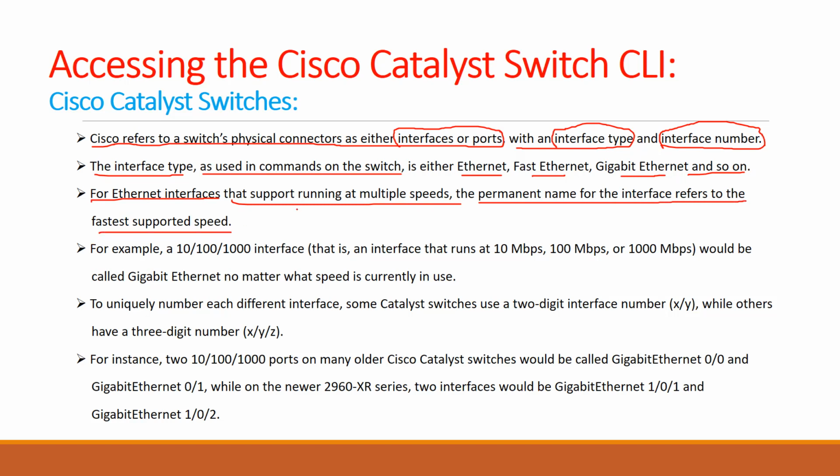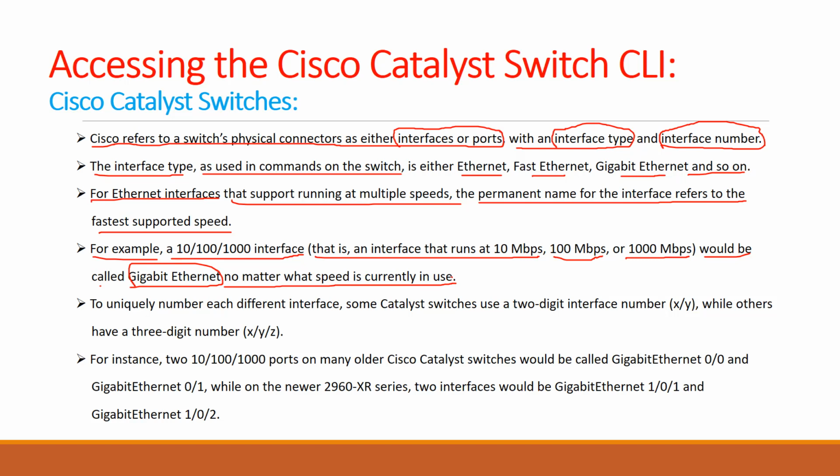speed. What does this mean? The ports on the 2960-XR series switches are Gigabit Ethernet ports, which is the fastest supported speed. And for example here, as we mentioned, the 10/100/1000 interface, an interface that runs at 10 megabits per second, or 100 megabits per second, or 1000 megabits per second, would be called Gigabit Ethernet, no matter what speed is currently in use.